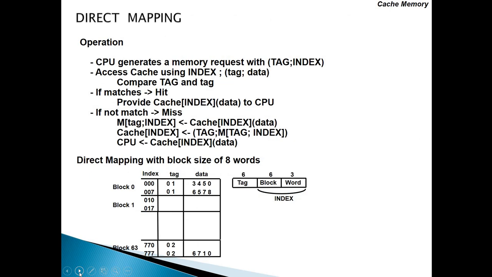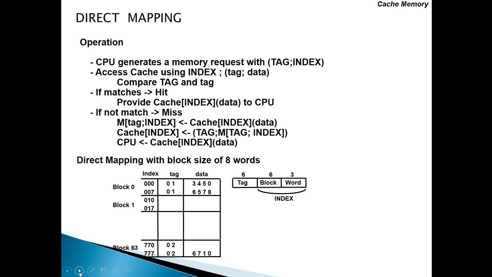This is another technique in direct mapping. In this method, the entire address is divided into three parts, that is tag and index. Then, index is again divided into two parts, one is block and word. Hence, the cache memory is going to have 64 blocks, that is from 0 to 63. Each block is going to accommodate 8 words.